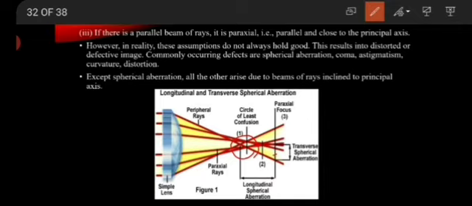So here the points are shown by 1 and 2. So there are two foci which appear in the case of the rays which are away from the principal axis and the rays which are close to the principal axis. This gives rise to a defect which is called spherical aberration, and the distance between the two focal points is called longitudinal spherical aberration.